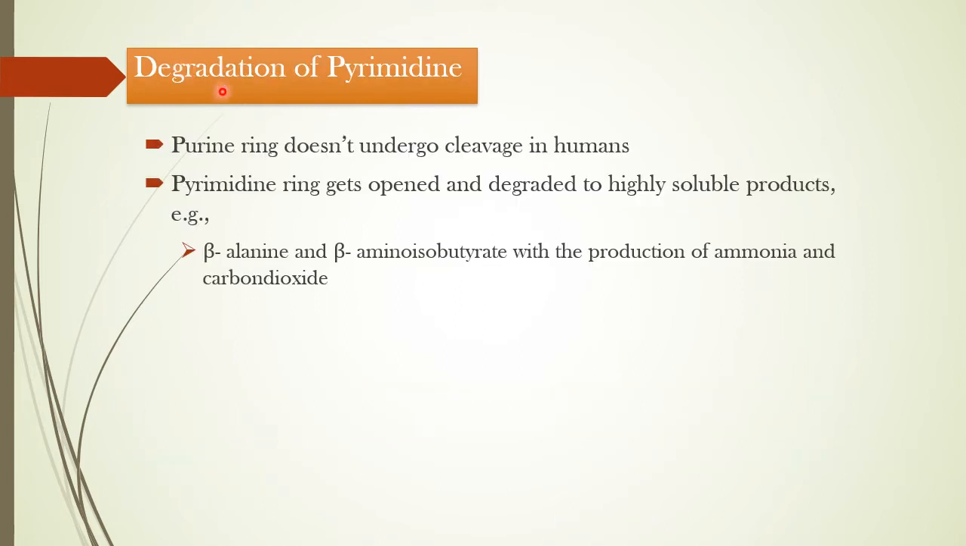Now we are going to see degradation or breakdown of pyrimidines. When purines undergo degradation, their ring remains intact and does not undergo any cleavage in humans. But in pyrimidine degradation, the pyrimidine ring undergoes cleavage and gets opened up, resulting in the production of highly soluble products. For example, you can get beta-alanine, beta-amino isobutyric acid, and also ammonia and carbon dioxide.